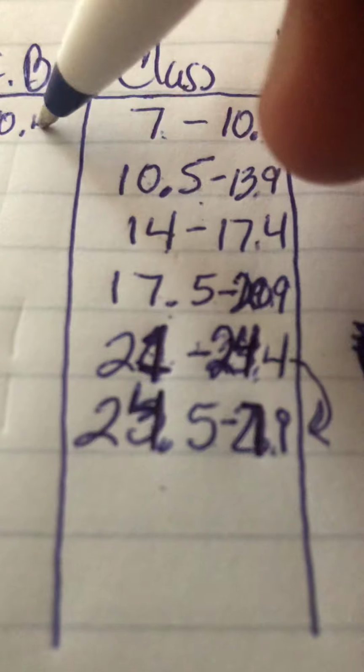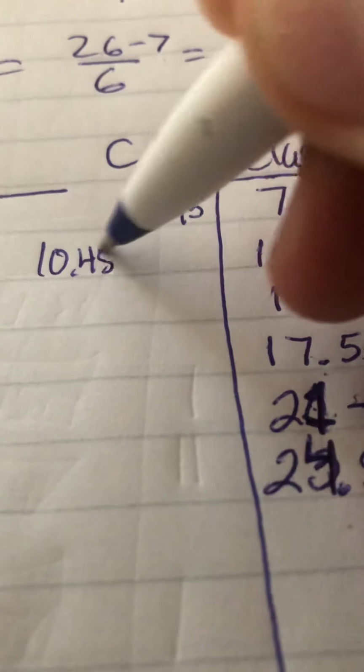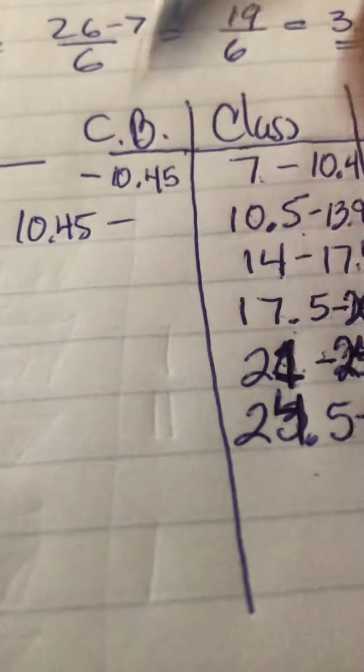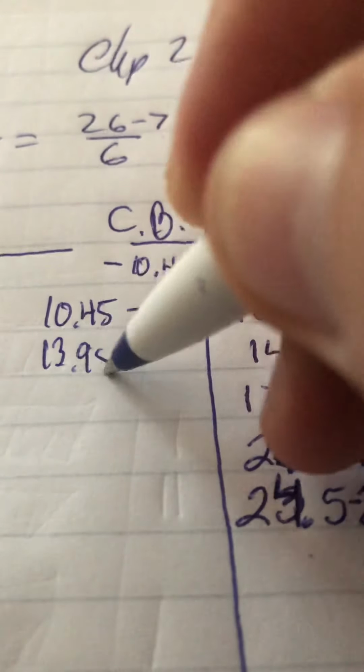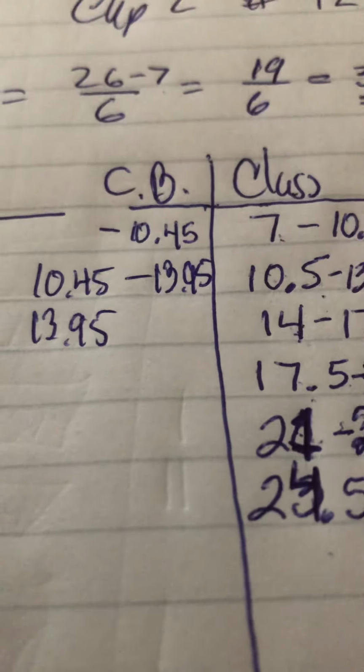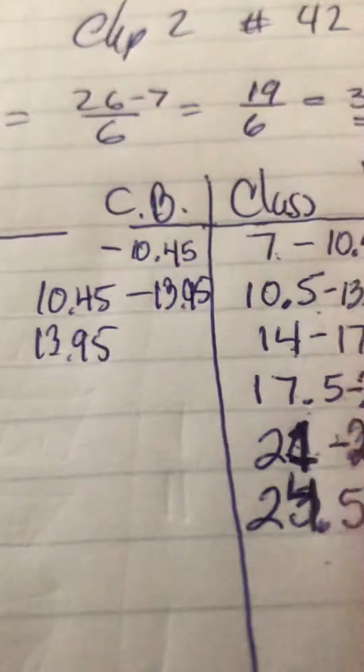Well, let's deal with the 10.4 and the 10.5. How do we make those meet? To make those meet, we'd have to go to 10.45. So the lower 10.5 would become 10.45. Now, the 13.9 and the 14, that's going to be 13.95, and here's a 13.95. So we just always make them meet at that halfway mark between them.